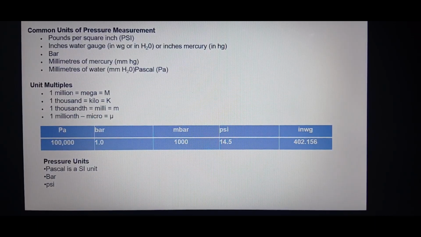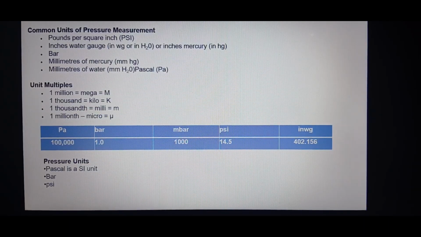Unit multiples. 1 million equals mega, and the symbol is M. 1,000 is equal to kilo, and the symbol is k. 1,000th is milli, and the symbol is m. And 1 millionth is a micro, and the symbol is the μ, the u with a tail on it.